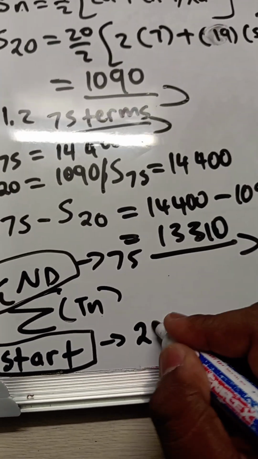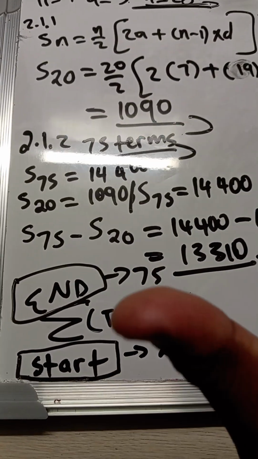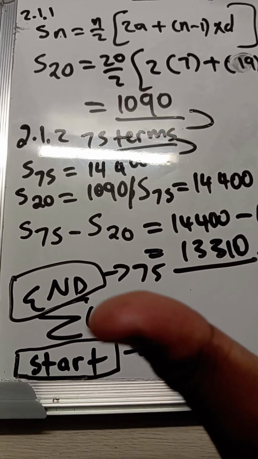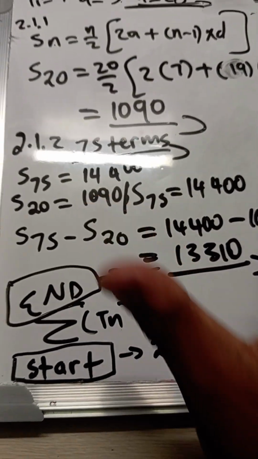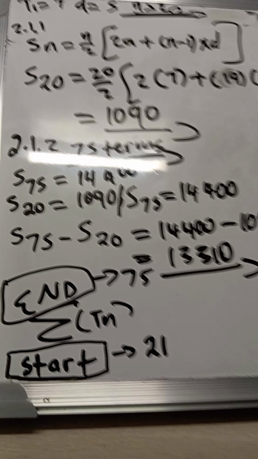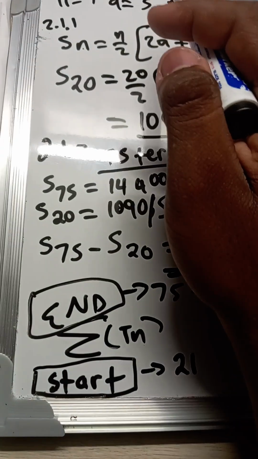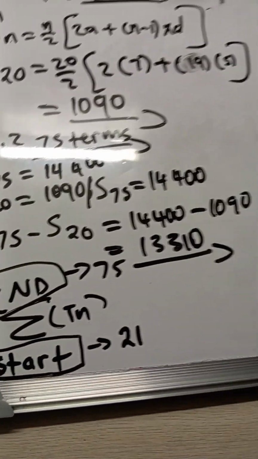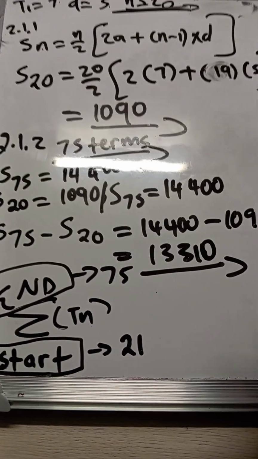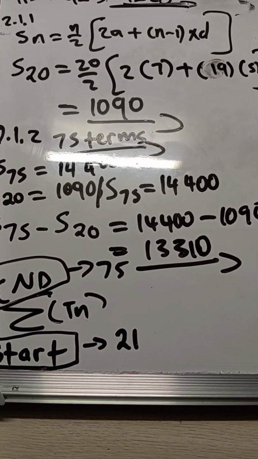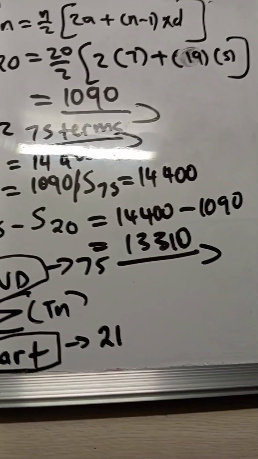We are obviously going to start at n equals 21, because we already knew that the original arithmetic series has 20 terms. So there are 20 terms of the original arithmetic series, and we also have the terms that are extended after the original. That's why I'm saying we're going to start at n equals 21. Now I just have to find the nth term formula.